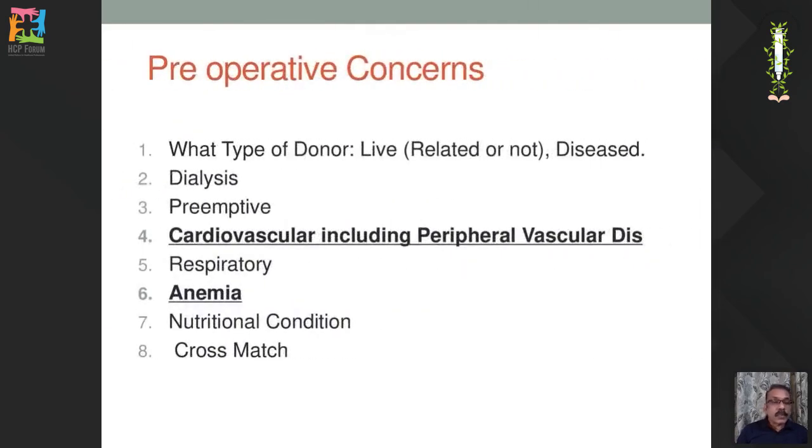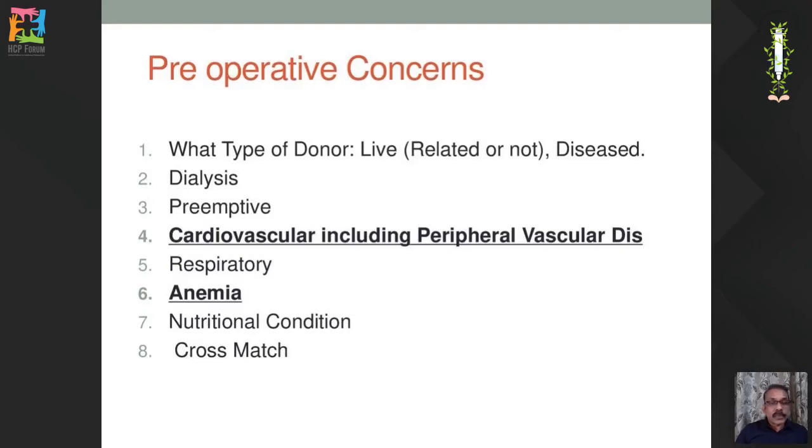So what are the preoperative concerns? Number one, when you work as a transplant anesthesiologist, you have to think of not only the recipient, but what their outcomes will be, and what the other factors are other than the clinical management. That is, what type of donor it is. It may be a live donor or a deceased donor.